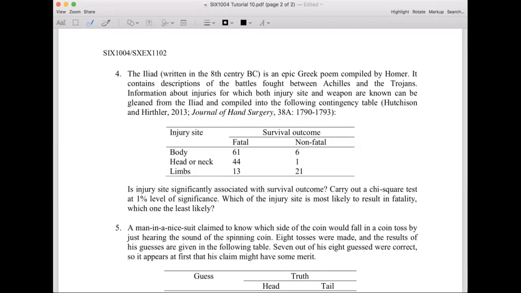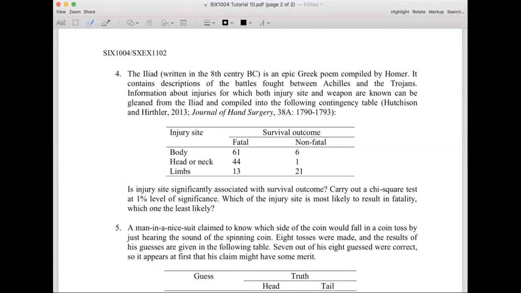this poem called the Iliad is a Greek poem. Someone actually took the time to analyze that poem and recorded the number of battles that occurred there and in which the outcome is reported, right? So the person arranged the data into injury site and whether the person survived. You can see that the injury sites are broken down into three parts: body, head or neck, and limbs. And then survival, whether the person died or didn't die, okay?